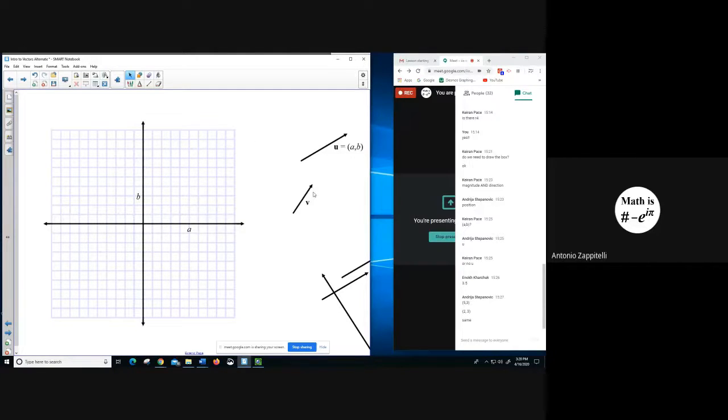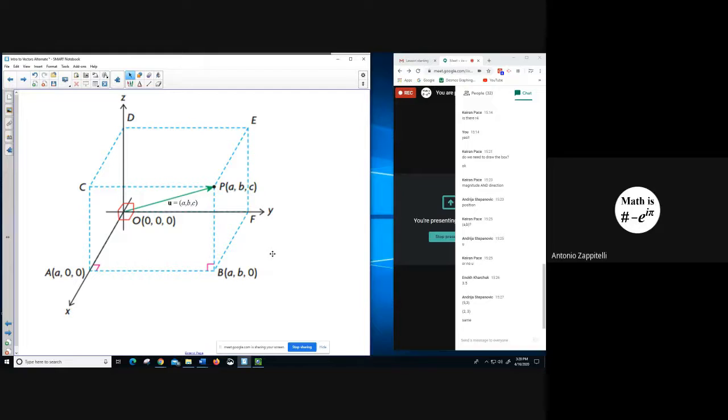But definitely one good reason to use this way of defining vectors is because this is how we're going to define vectors in 3D. So if you take this point ABC, and you draw a vector starting at 0, 0, 0 to that point ABC, well, guess what we call that vector? That's just the vector ABC.